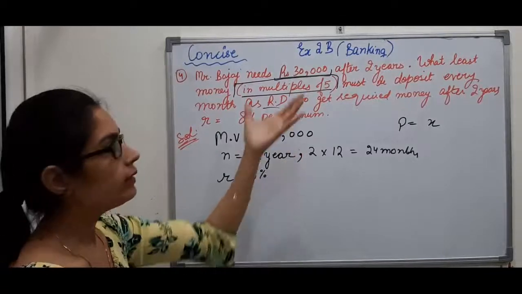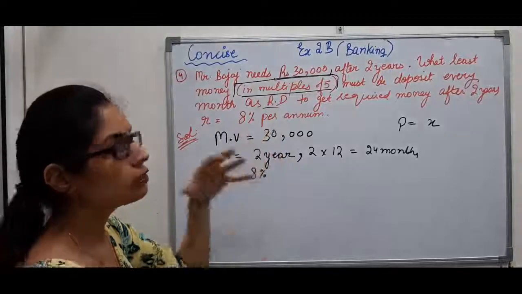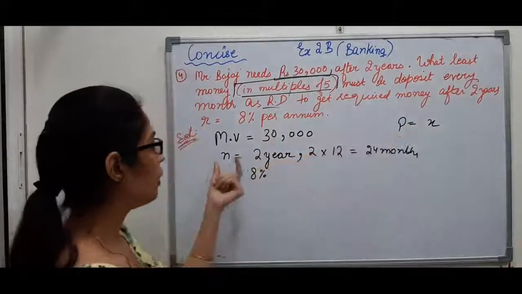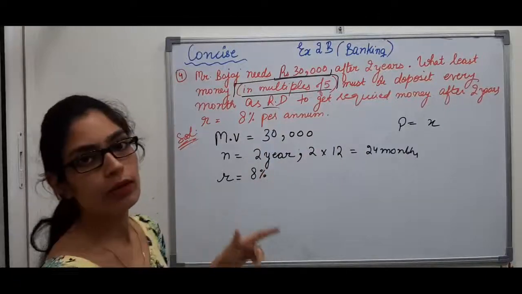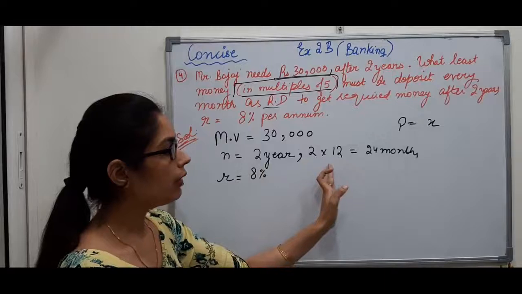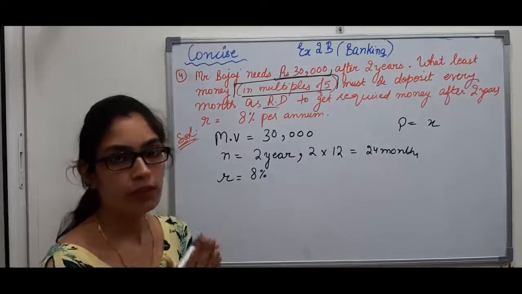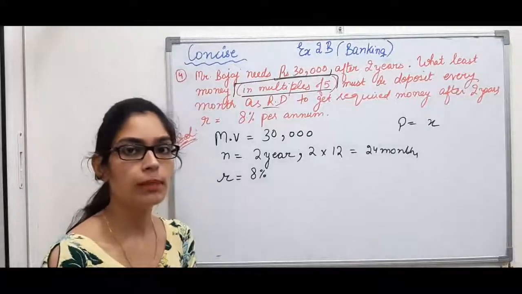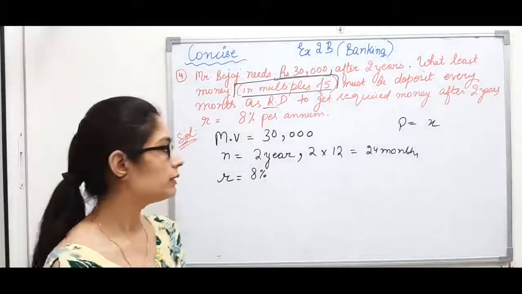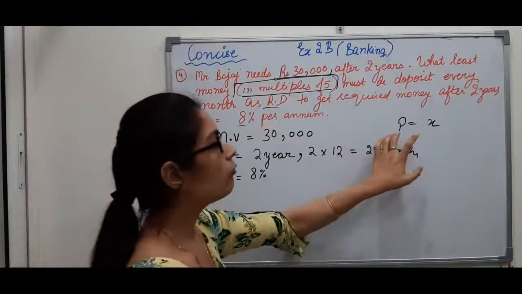How can I recognize this is my MV? Because per month is not written. Moreover, this is some big amount which the person will get after 2 years. Now 2 years, I cannot take time in years, so I have multiplied 2 by 12 and converted it into months. I have told you whichever number of years they give you, just multiply that number with 12 because 1 year has 12 months. So rate of interest, they have mentioned 8%. We have to calculate.